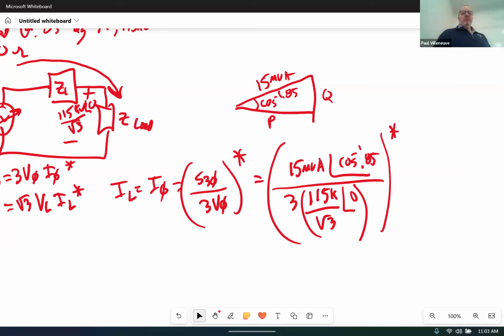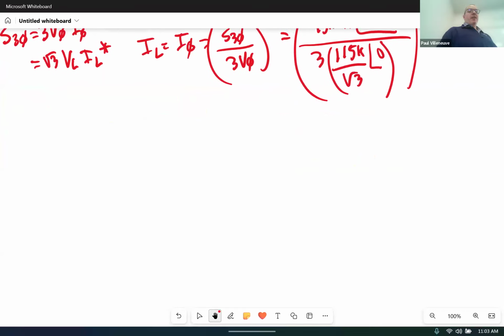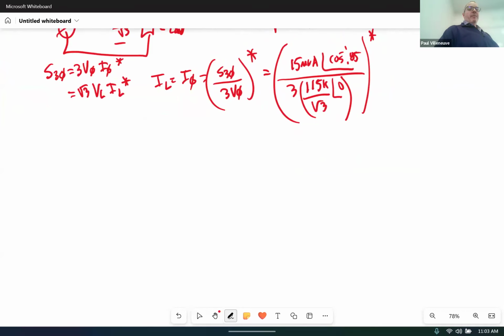Some people, and I'm not telling you to write this down because you should not do this, but some people said V divided by Z equals I, which they said 115K divided by 50 plus J 100 equals the current. Why is that wrong?